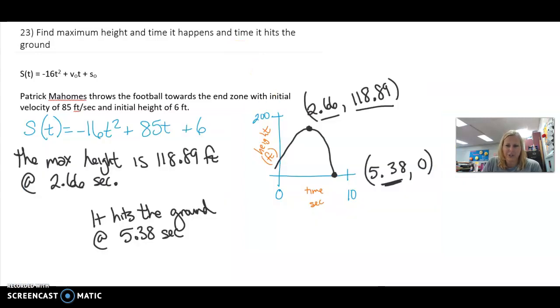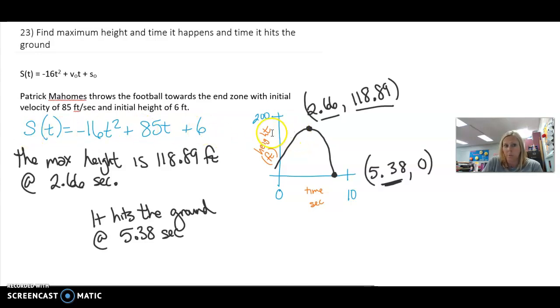All right, here is all of my work for this. I'm going to go through this because I know this is a little bit harder problem. With that formula, I already gave you the -16 because it always ends up being -16. You're going to put in the initial velocity of 85 feet per second, and then the 6 feet is the initial position or the initial height. You put this in your calculator and you graph it.